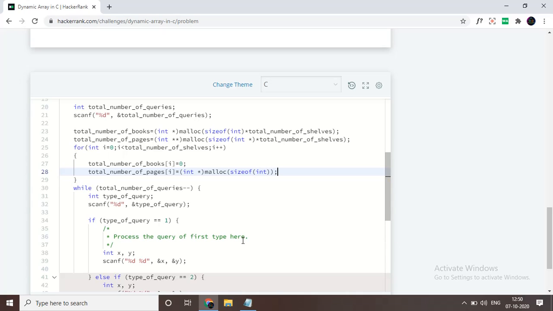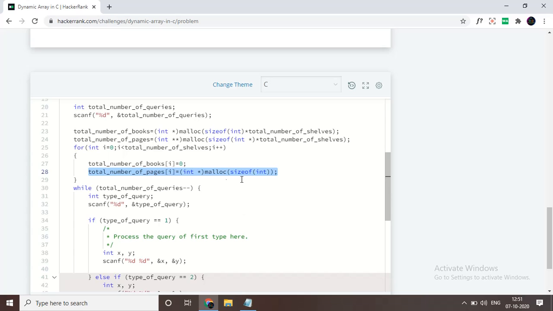I'm going to write malloc of size of int like this. That means I'm going to allocate. This is some garbage where we don't know exactly how many pages for each book. Based on that, we are giving. Then we have to reallocate the size of each book.